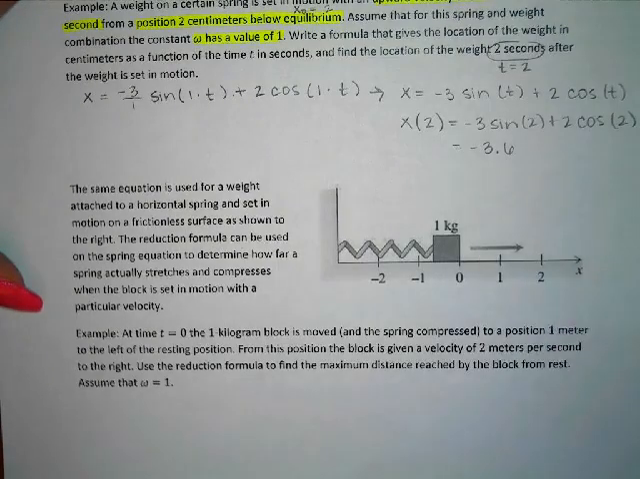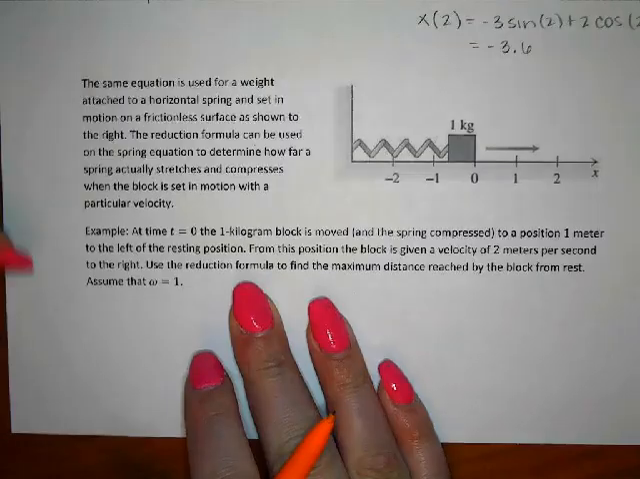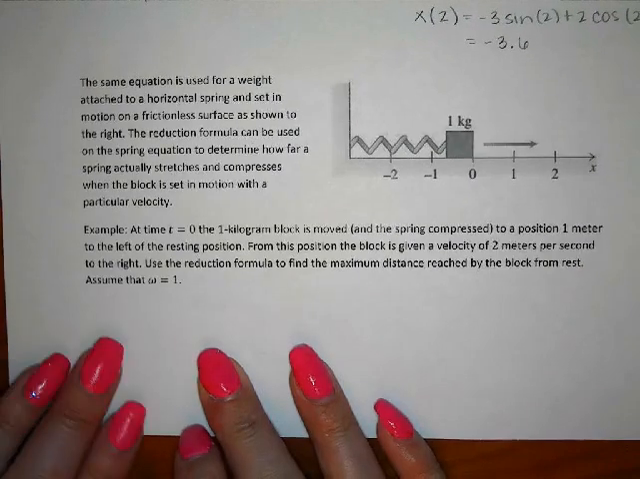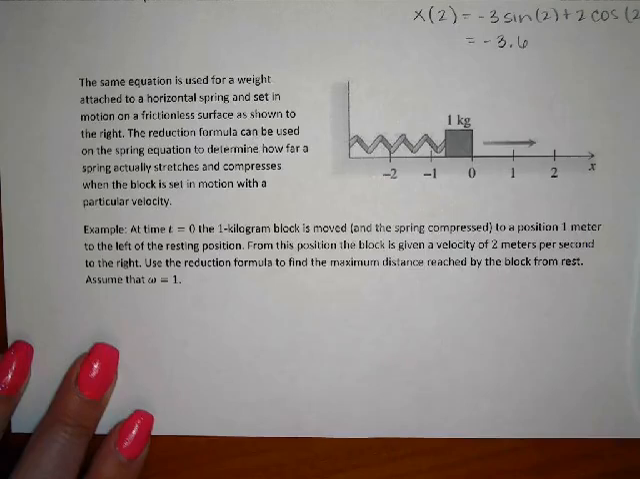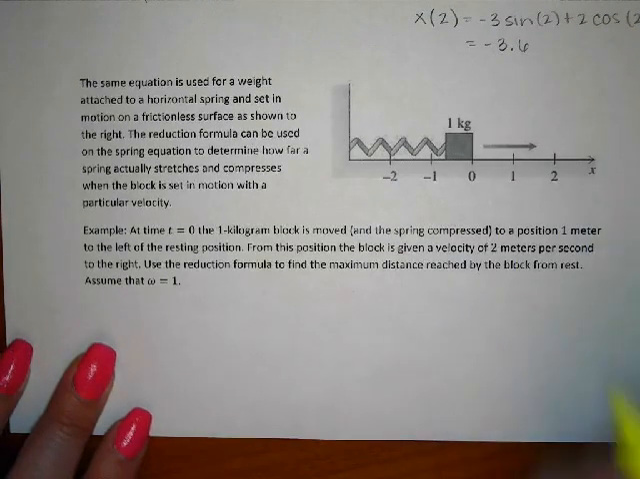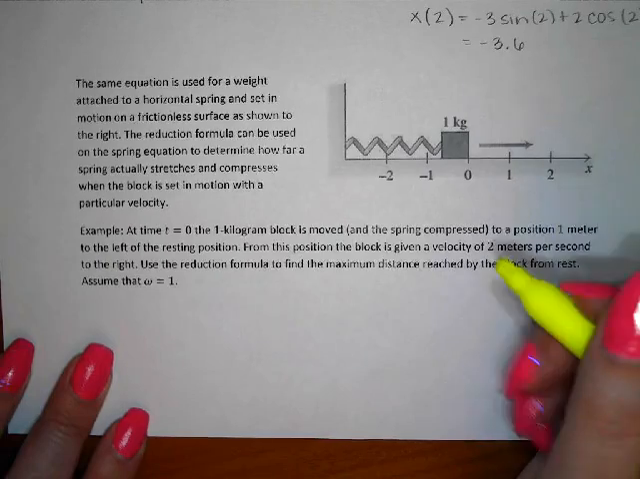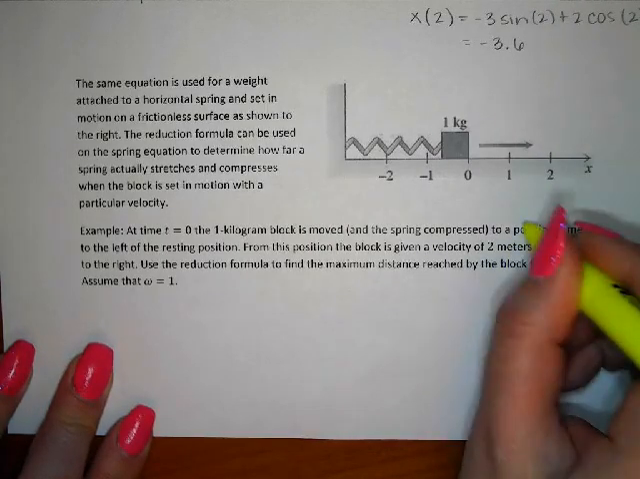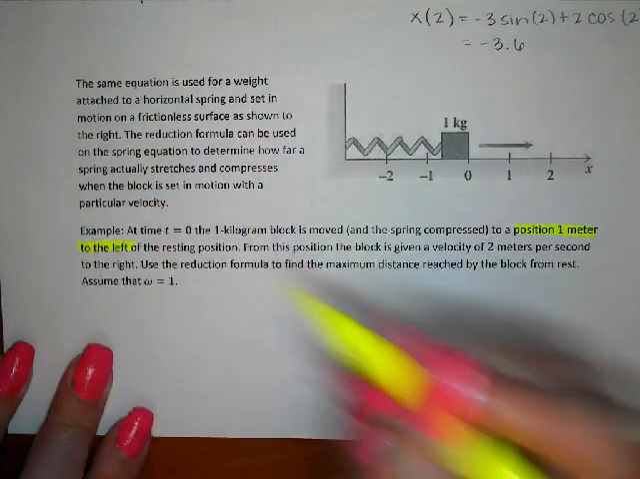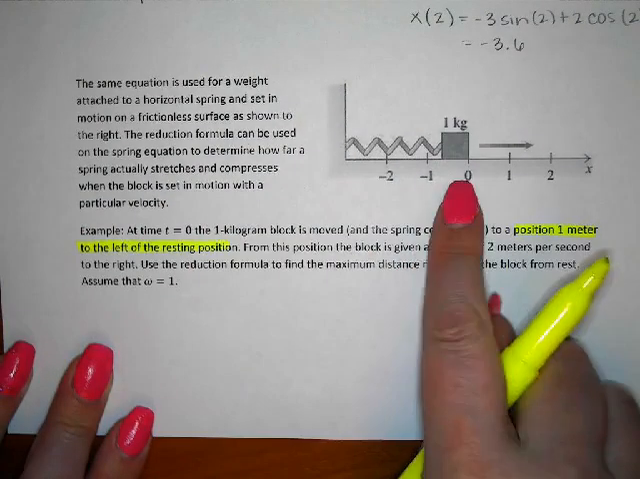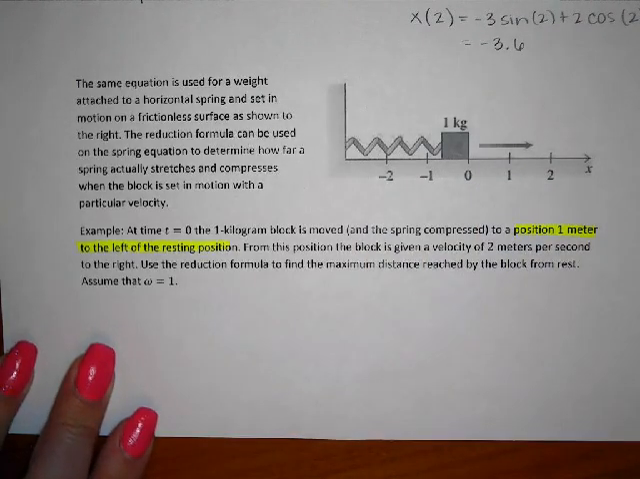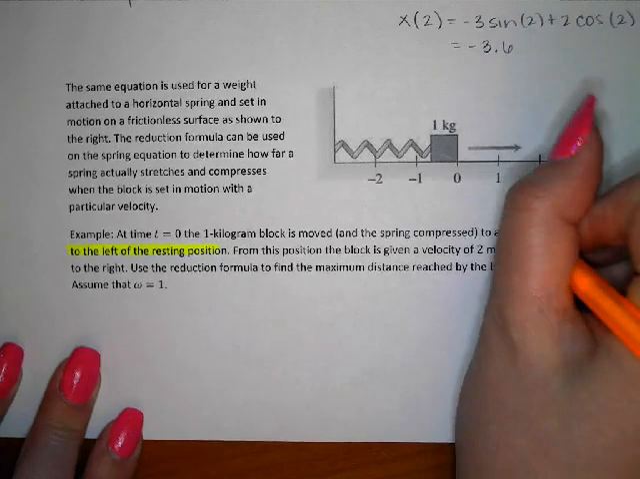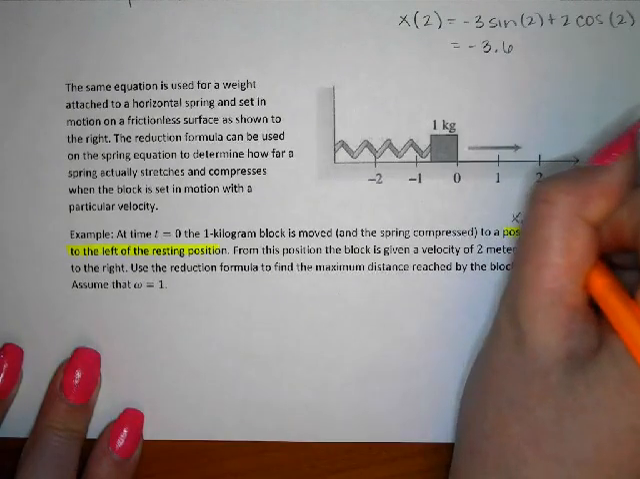So it says at time t equals 0, the 1 kilogram block is moved and the spring is compressed to a position 1 meter to the left of resting position. This one is a little bit nicer because the negatives are on the left like we would expect, the positives are on the right, and so things are not backwards the way they were in the previous problem. So when it's to the left of resting, that means that this starting position is actually -1. From this position, the block is given a velocity of 2 meters per second to the right, which means it's positive.